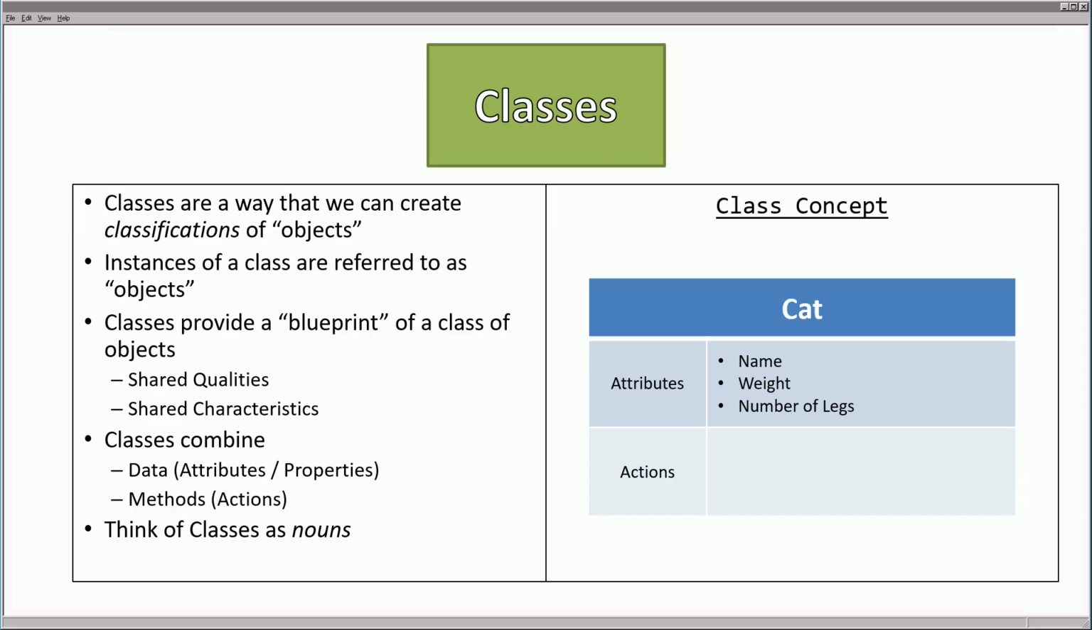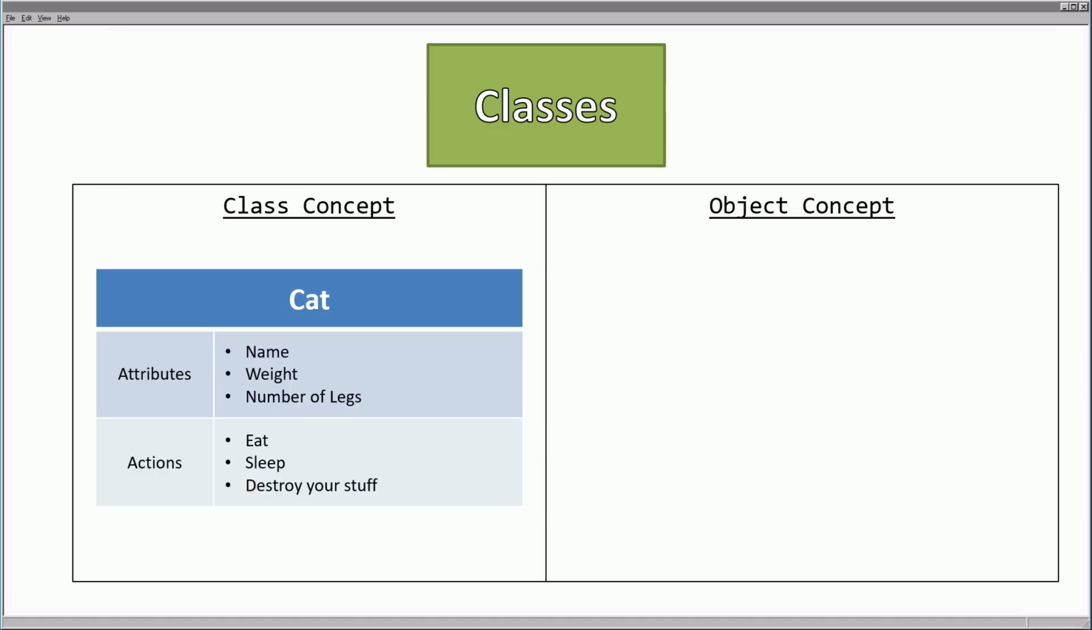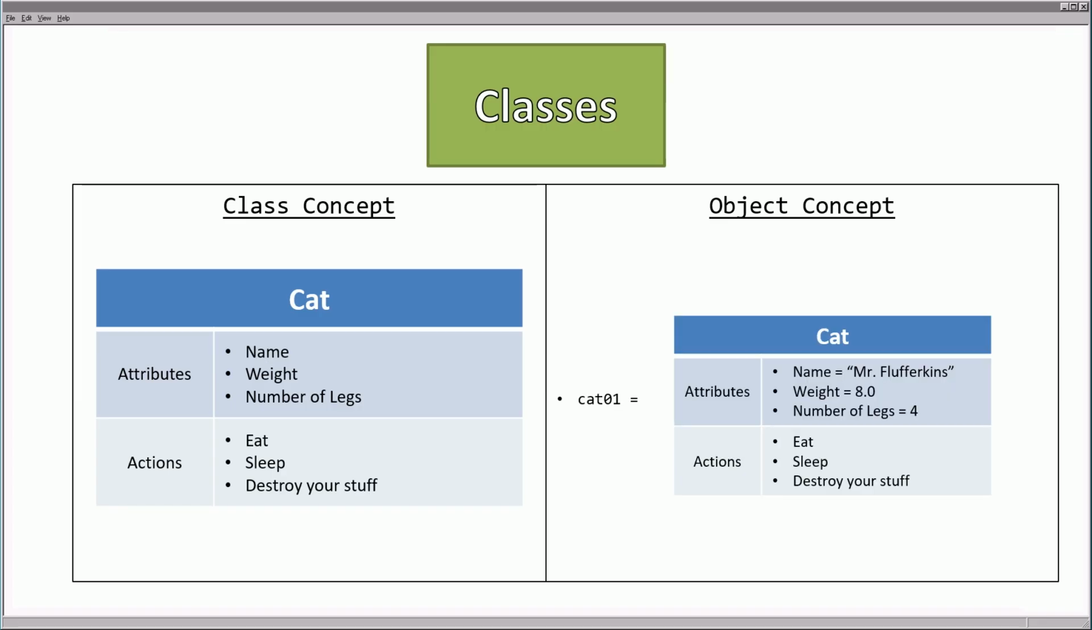Now let's think about the actions. What verbs do cats usually do? Well, cats eat, cats sleep, and also cats destroy your stuff. Now, if we take this idea, remember, classes are just blueprints for objects. Objects are the instances of classes. So while we have this class called cat, if we're going to create a specific version of a cat, then maybe we have this, where let's say this is cat01, and its name is Mr. Flufferkins. Its weight, 8 pounds, and the number of legs, 4, and this cat has the actions eat, sleep, and destroy your stuff.